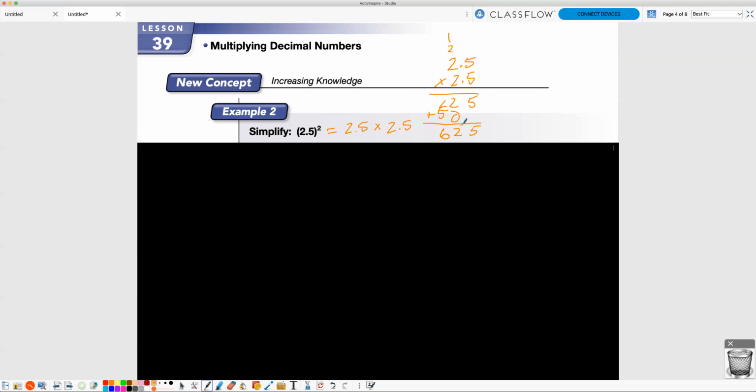625. So because that is 625, and then I need to move my decimal 2 places to the left. So this would end up being 6 25 hundredths.